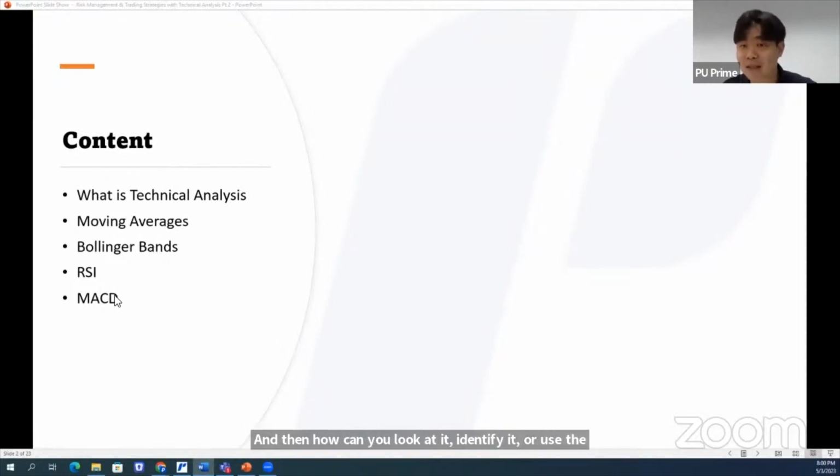And then we'll talk about the RSI also, which is one of the quite famous indicators. And then we also talk about MACD. Regarding how we can set it and how we can use it, we will talk about it in the webinar tonight.